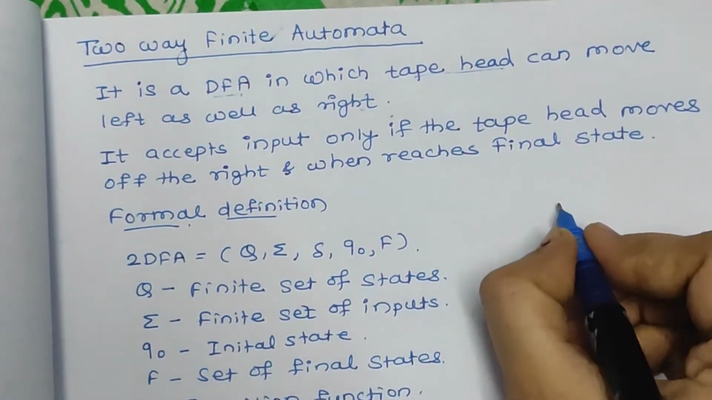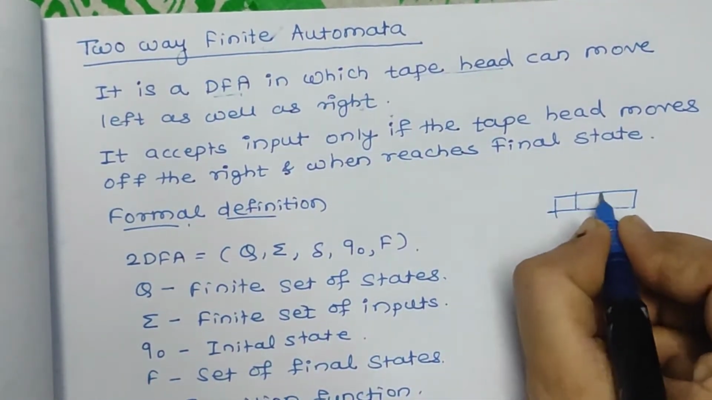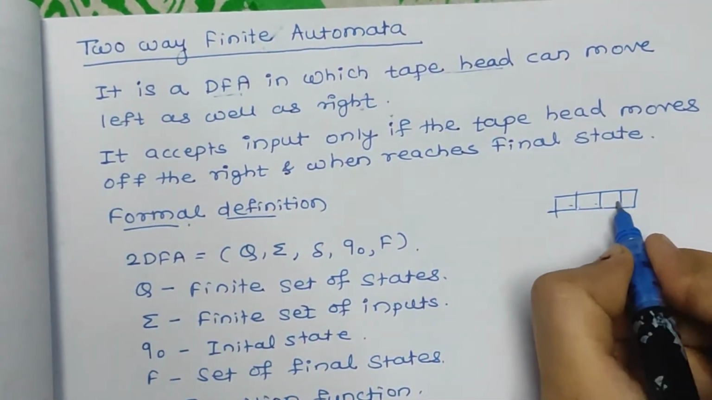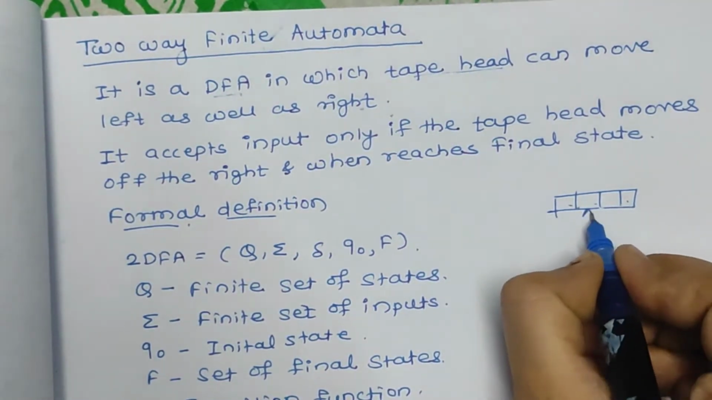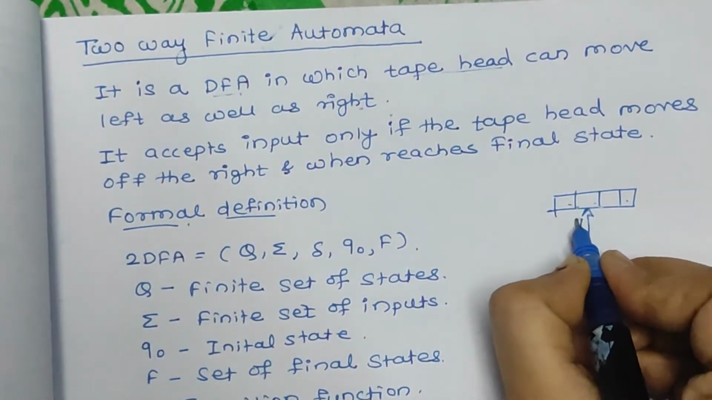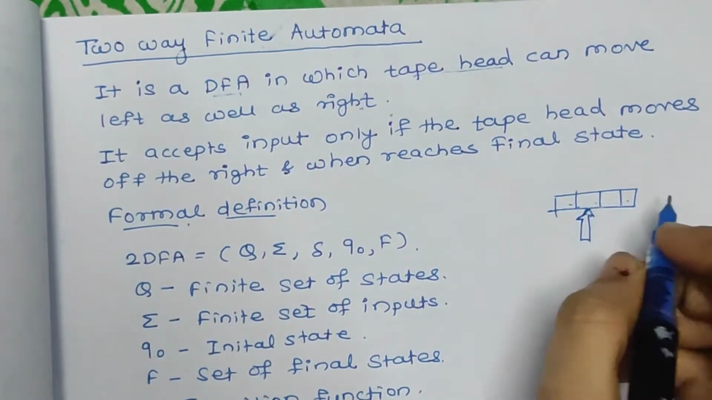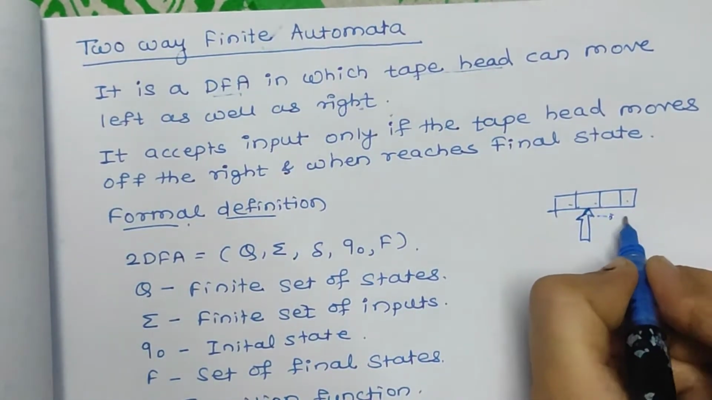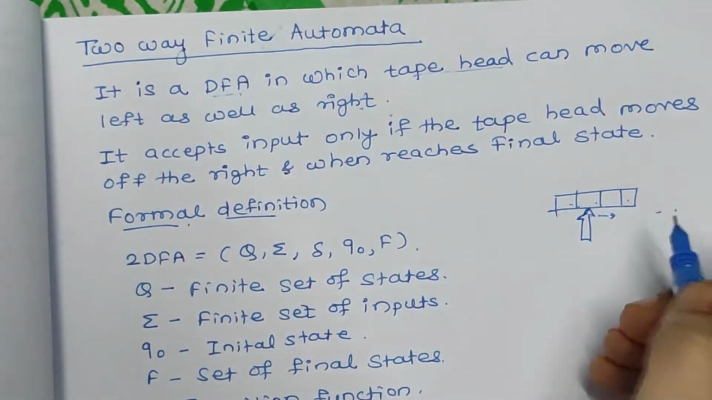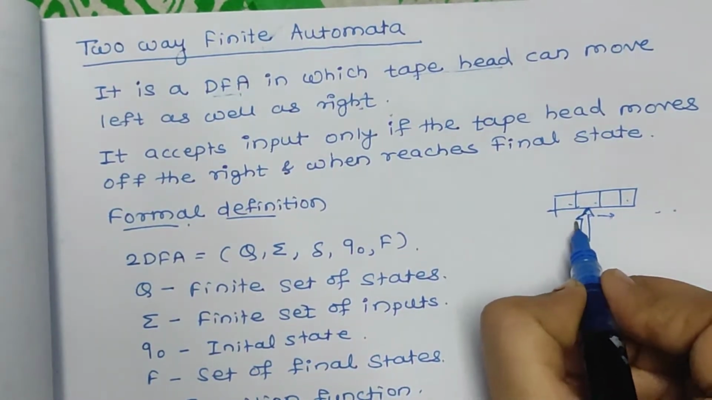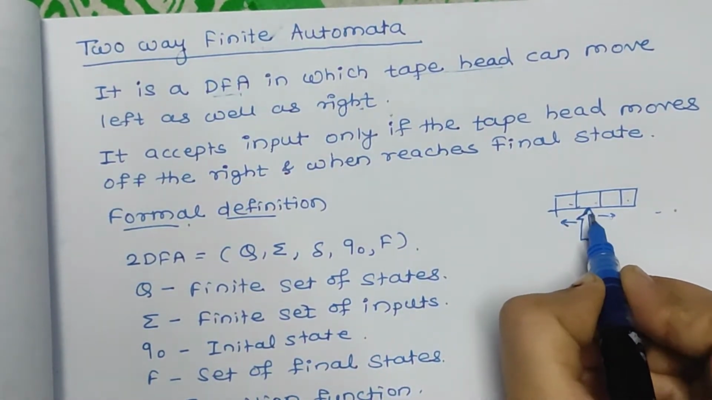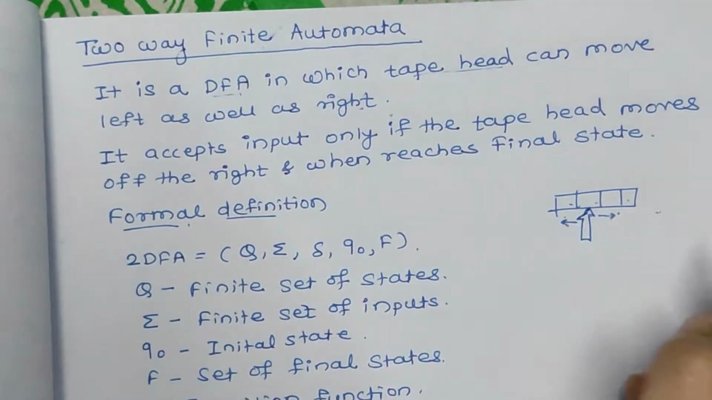So I can simply show you here. Suppose this is a tape. These are the inputs or the symbols that we are using, and this is a tape head. Generally, in case of a DFA, the tape head will move only in the forward direction. But in case of two-way finite automata, the tape head can move in the right as well as the left direction.